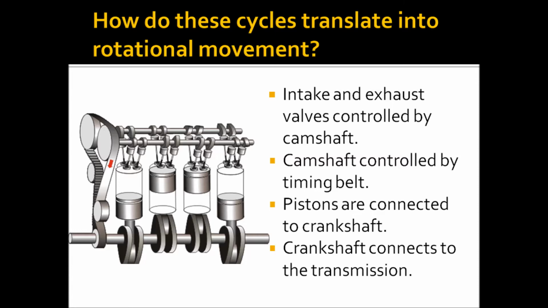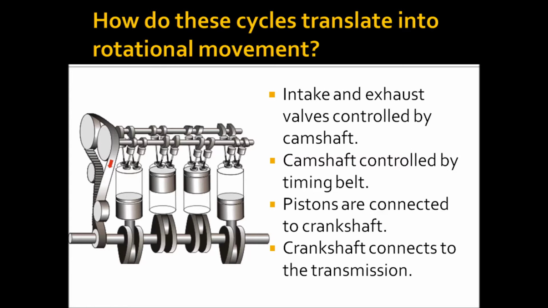One may ask how these various stages result in rotational movement. There are two major components responsible for timing all of these processes. They are called the crankshaft and the camshaft. The pistons, which experience the up and down motion due to combustion, are connected to the crankshaft. The positions and angles at which the pistons are connected to the crankshaft are important, as the crankshaft controls the vertical movement of the piston at any given time.